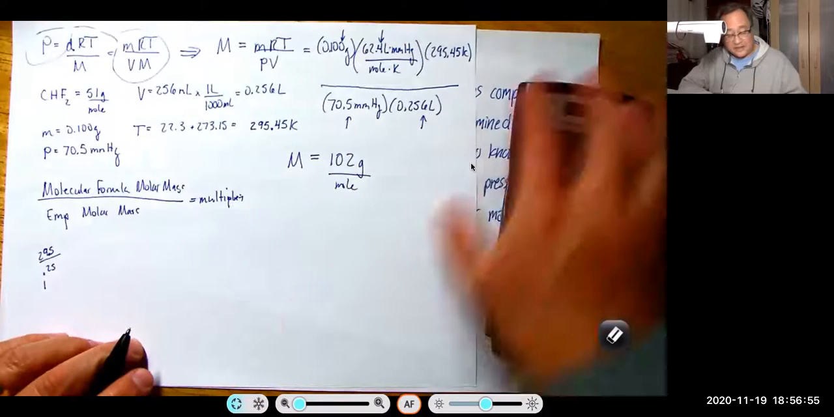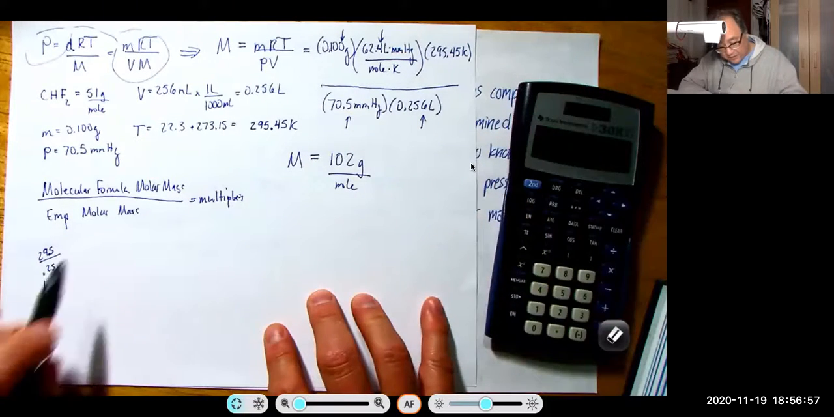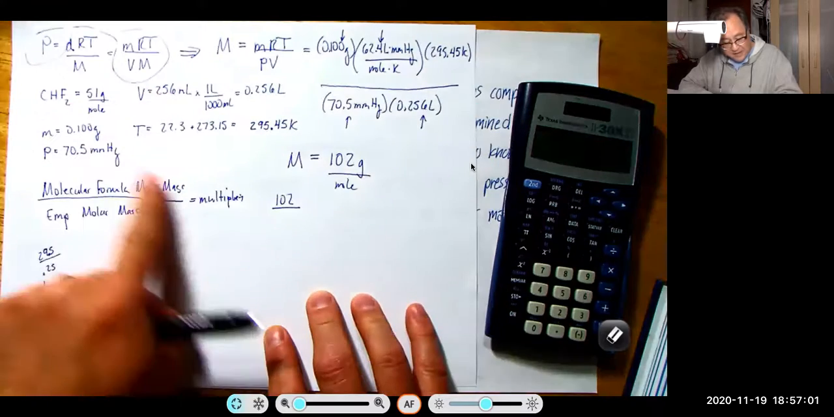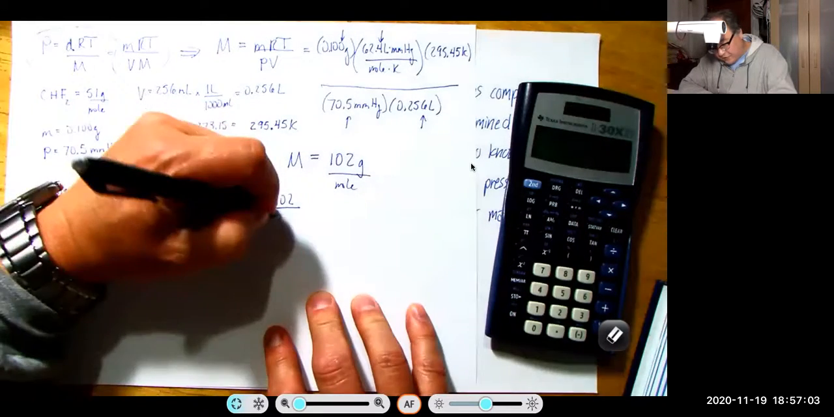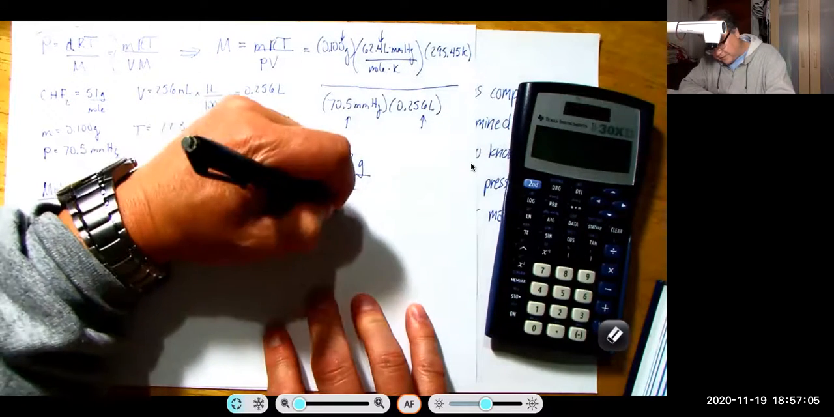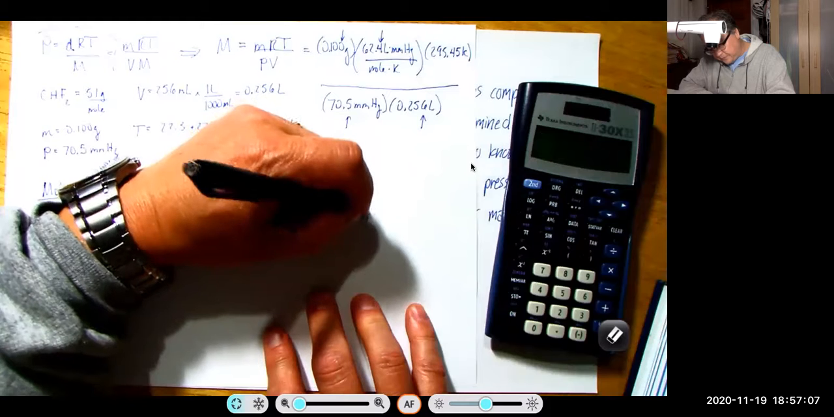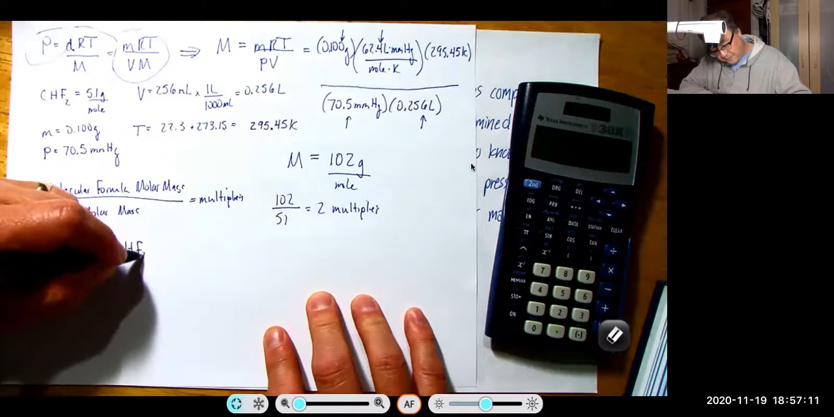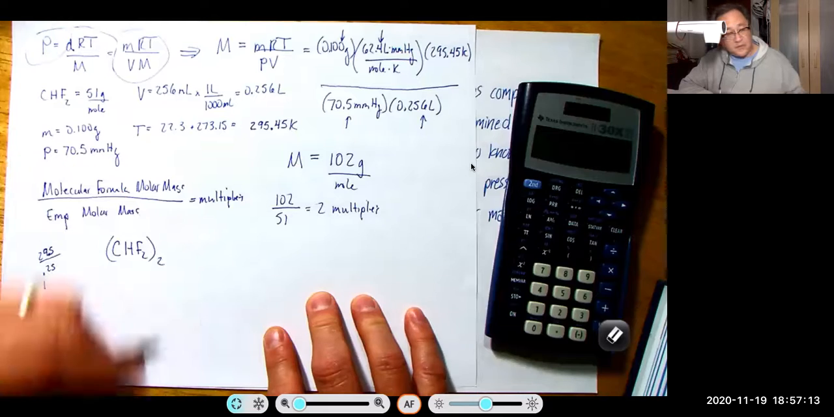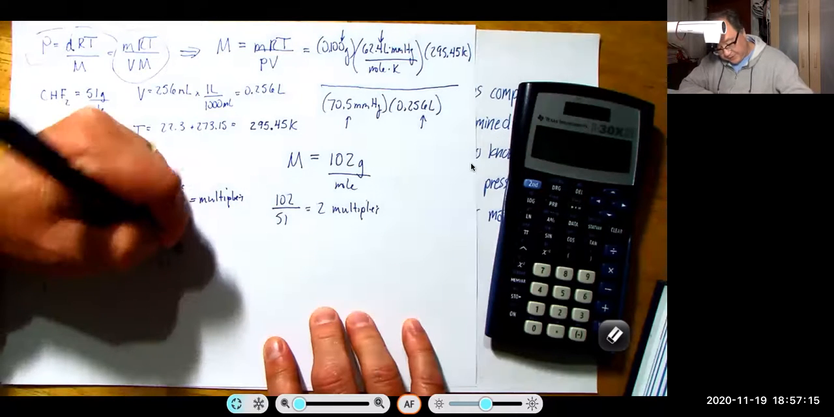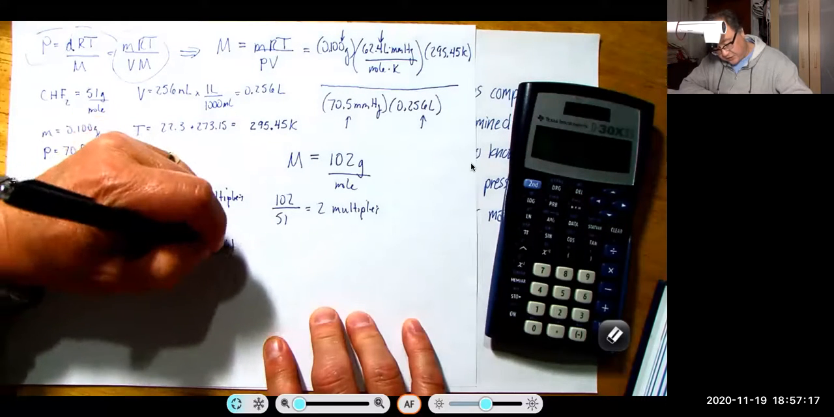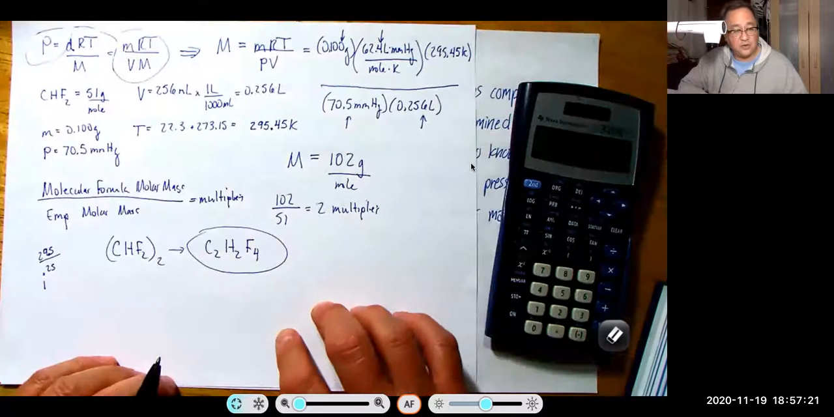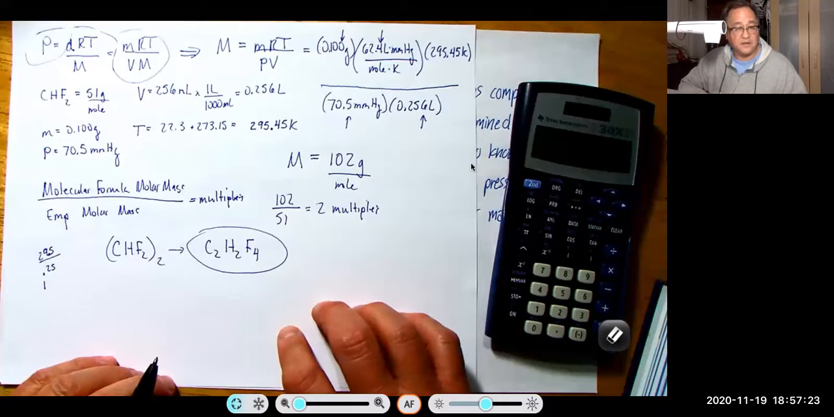So now to get the real formula, we take the 102 and divide it by the 51, and 2 is the multiplier. So that means we take our formula CHF2 and we essentially multiply it by 2, and we get C2H2F4. And there is your chemical formula of the compound.